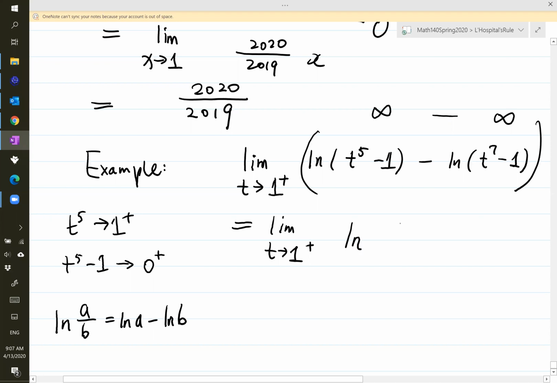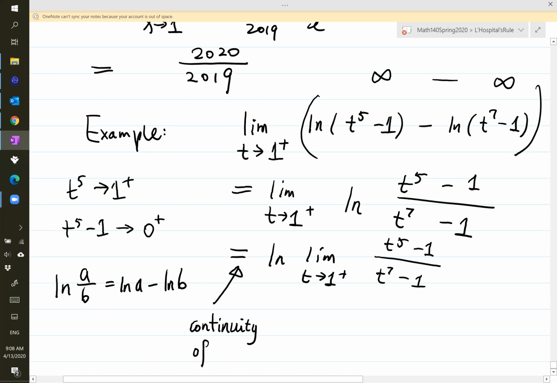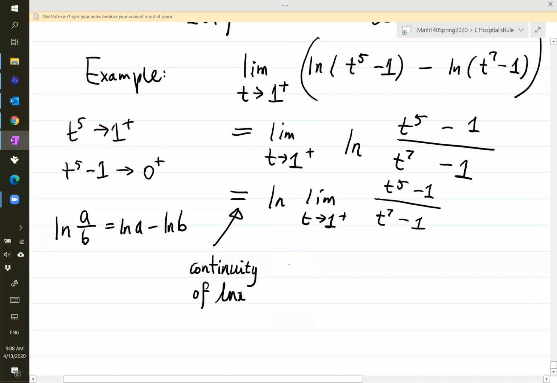So we use the property of ln so that we have a fraction. Now the next thing is ln is continuous, so we can switch the limit with ln by applying the continuity. Then we apply L'Hopital's rule. Take a derivative.